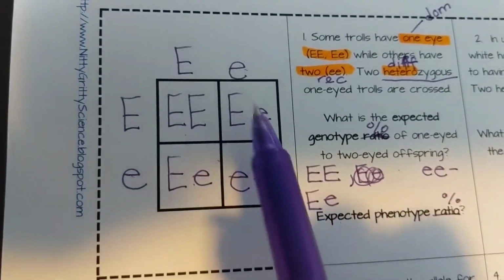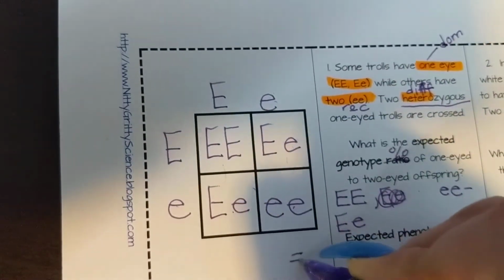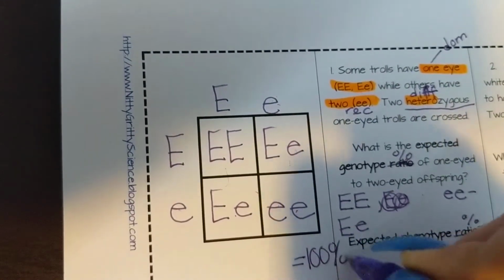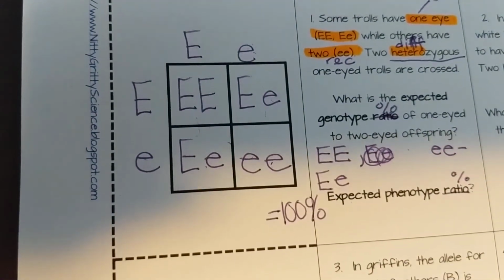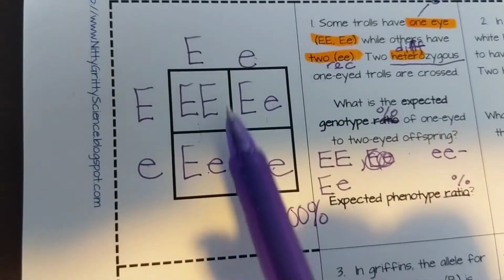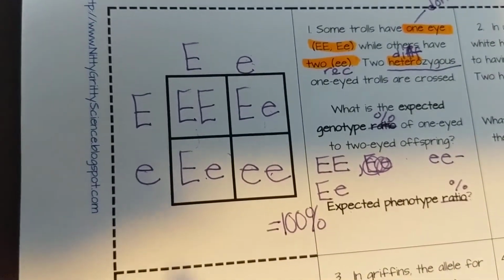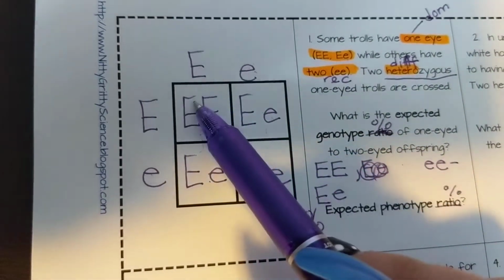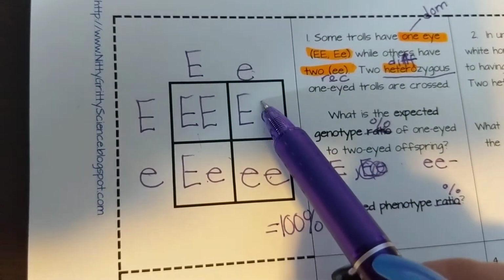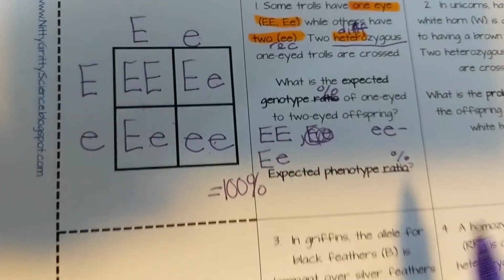Now, let's go back to our Punnett square. So because we're working with 4 squares, this total Punnett square is worth 100%. If we take 4 divided by 100, that equates to 25%. So each of these squares is 25%. This one's 25, 25, 25, 25 for a total of 100.